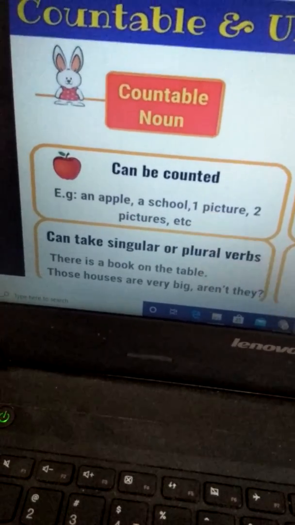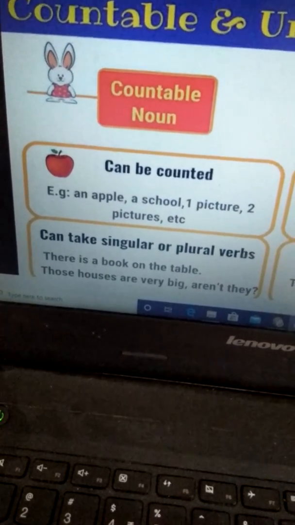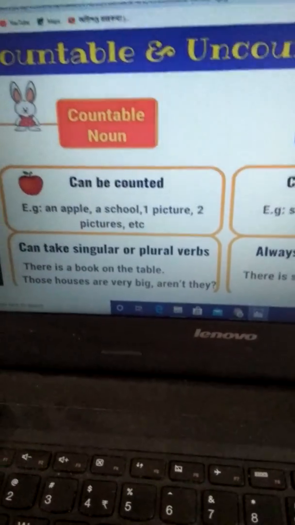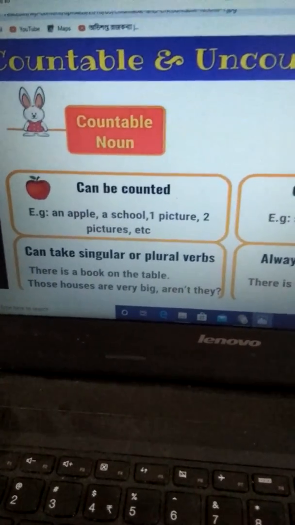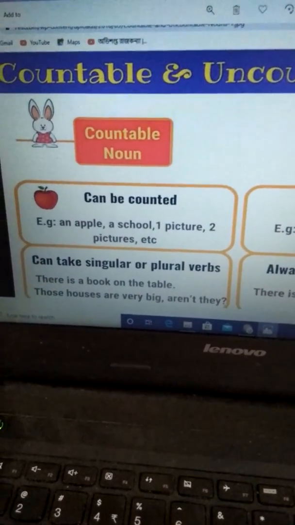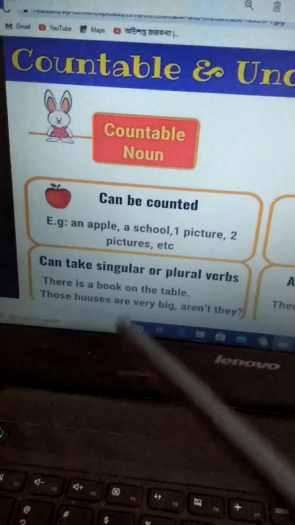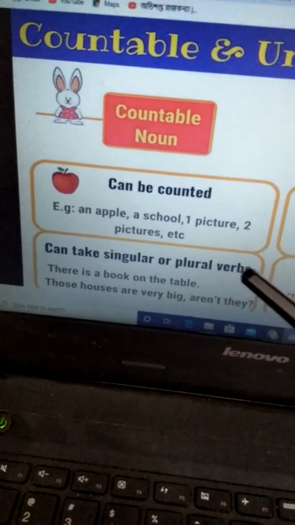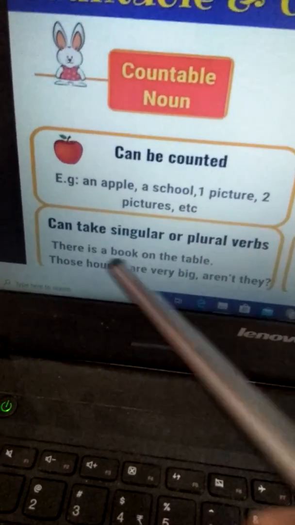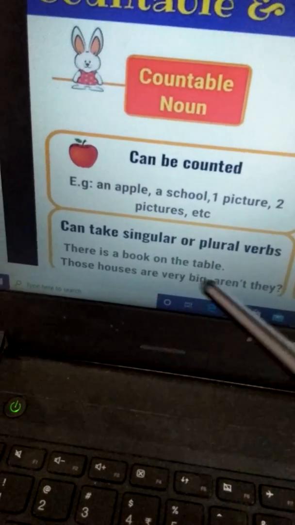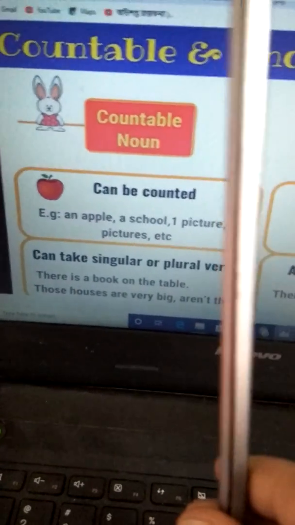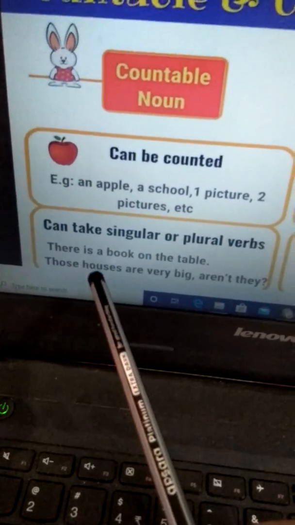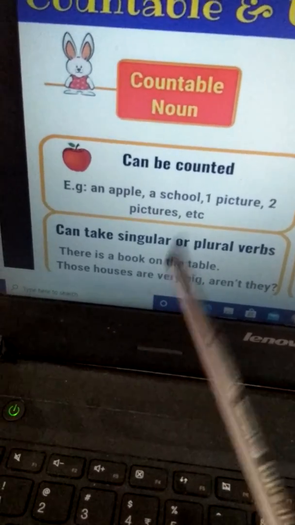A school means one school. One picture, two pictures. So one picture, we can see one picture, or there are two pictures. So we can count them. Countable nouns can take singular or plural verbs. For example, there is a book on the table. So when we are saying one book, so we are using is. Those houses are very big, aren't they?